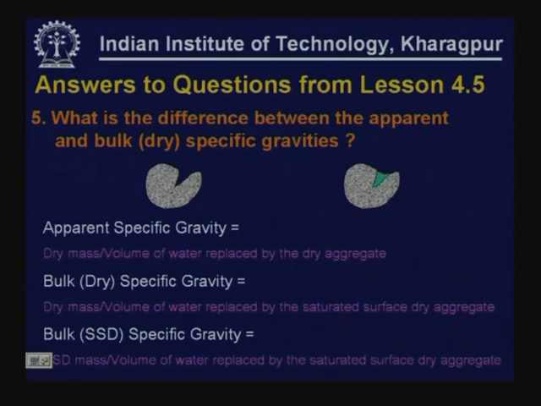But we can also get bulk saturated surface dry specific gravity, wherein the volume is similar to bulk dry specific gravity, but the mass is saturated surface dry mass, wherein it is a saturated aggregate with the surface water removed. So, that is what we have here. So, that was the last question.